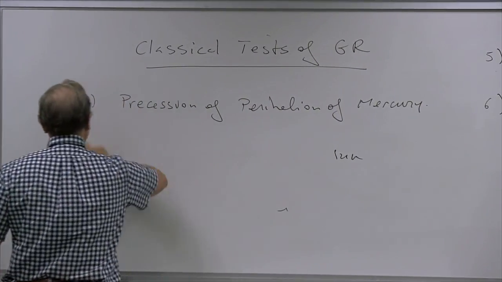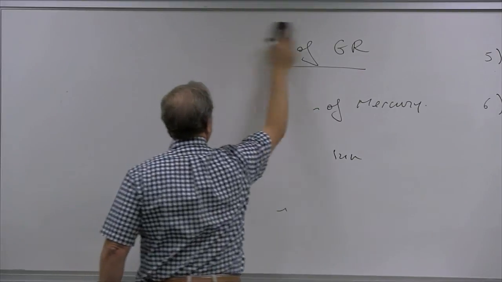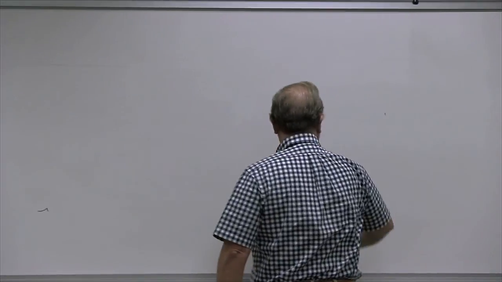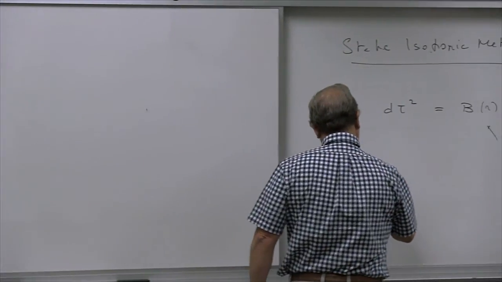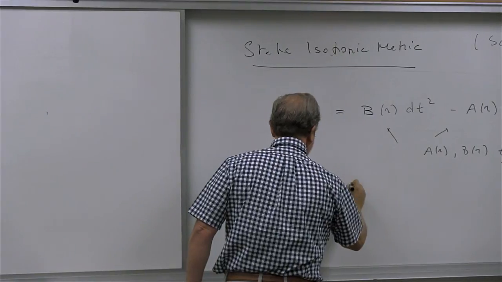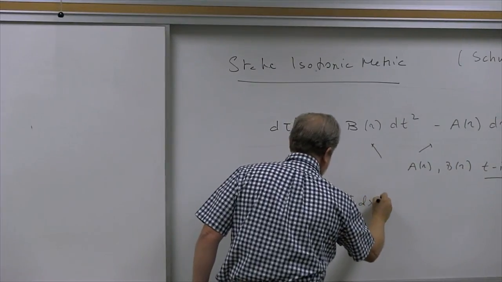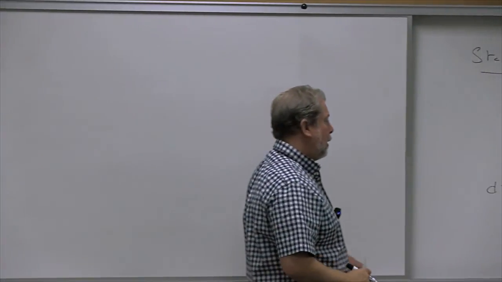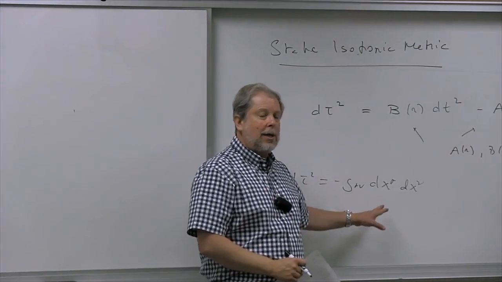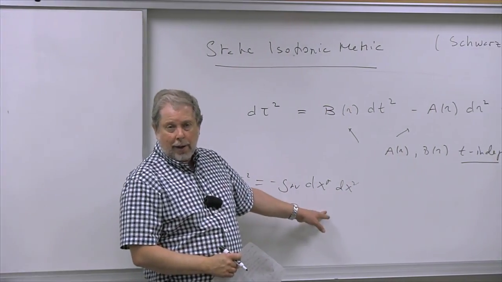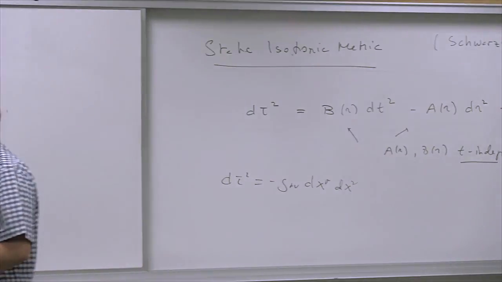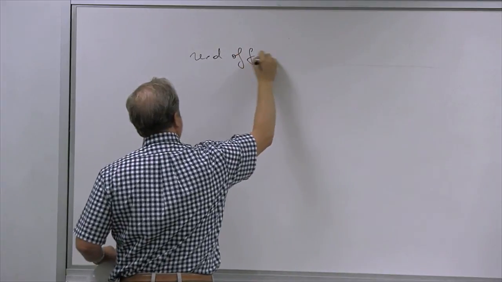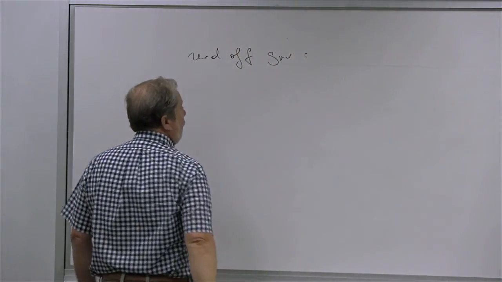Now you do remember that in our notation, d tau squared is minus g mu nu times dx mu dx nu. So in other words, the line element is given by components of the metric times the increments in the coordinates. In this case, the increments of the coordinates are just dt, dr, and of course d theta and d phi. So you can read off the g mu nu from that.